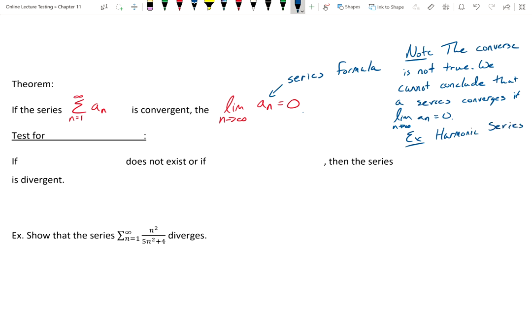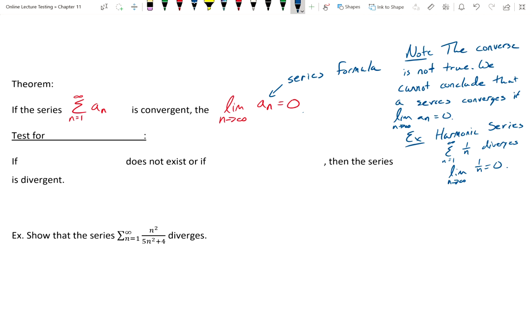So to briefly talk about that one, the harmonic series is the summation as n goes from 1 to infinity of 1 over n. Well, we know this diverges. However, the limit as n approaches infinity of 1 over n is equal to 0. So that's showing that the converse is not true, because we already have a proven example of a series diverging, but the limit of the series formula itself is equal to 0.